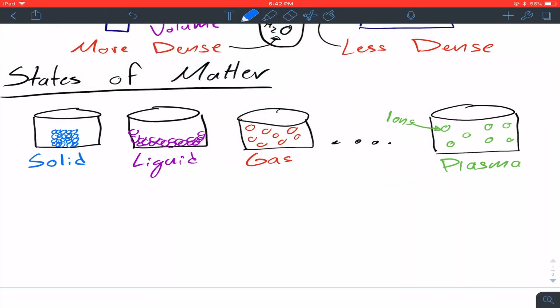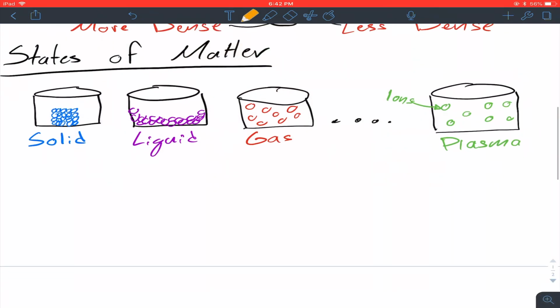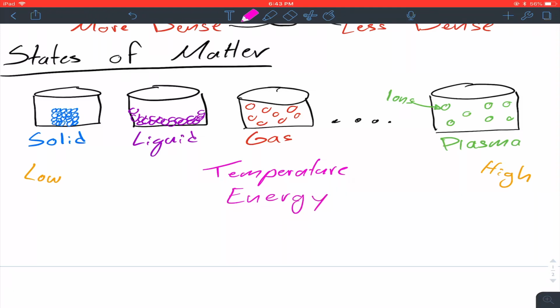And so the order I did this in was kind of on purpose. Right? I wanted to show you guys that we have two things increasing from solid to plasma. So we have two things that start low on the left side by solid and get to high on the right side by plasma. And those two things are, we'll do it in this cool pink color, temperature and energy. So temperature and energy both increase as we move from solid to liquid to gas to plasma.